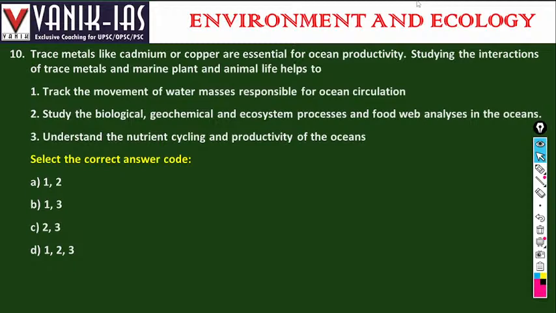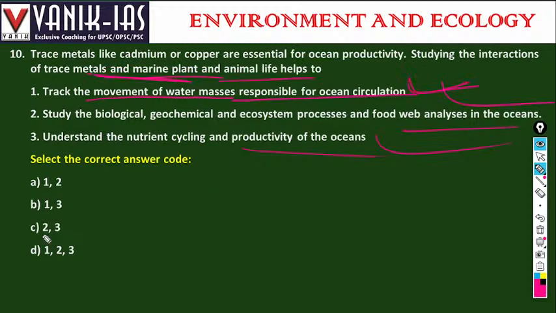Studying biological, geological, chemical ecoprocesses and food web analysis of the oceans helps to understand the nutrient cycling and productivity of the oceans. That's the second and third option should be right. Next, first option: track the movement of water masses responsible for ocean circulation. Cadmium and copper are essential for ocean productivity, such interaction of trace metals and marine plants and animals helps. Yes, so all the statements will be right regarding trace metals. All the statements are right.